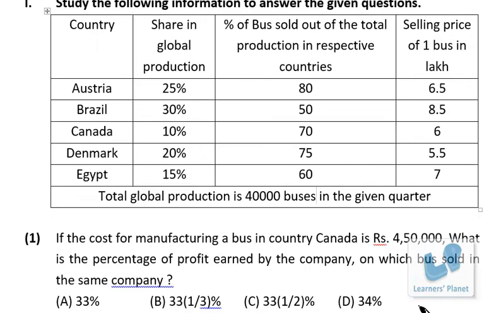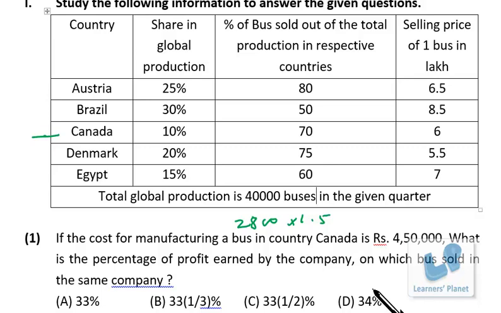The cost for manufacturing a bus in country Canada is 4,50,000. What is the percentage of profit earned by the company on buses sold in the same country? Now total global production is 40,000. 10%, that is 4,000 produced by Canada. And out of 4,000, 70% sold in the respective country only. So that is 2,800. Manufacturing cost is 4,50,000 and selling price is 6 lakh. So the difference is 1.5 lakh.